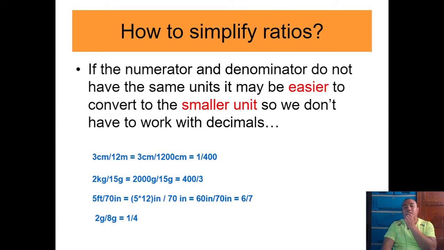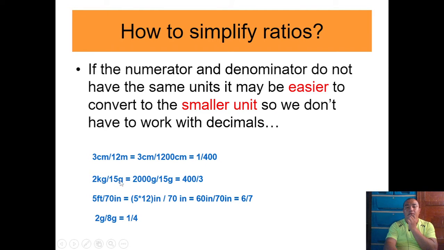Now, if the numerator and denominator do not have the same units, it may be easier to convert to the smaller unit, so we don't have to work with decimals. For example, 3 cm over 12 meters is equivalent to 3 cm over 1,200 centimeters, or 1 over 400.